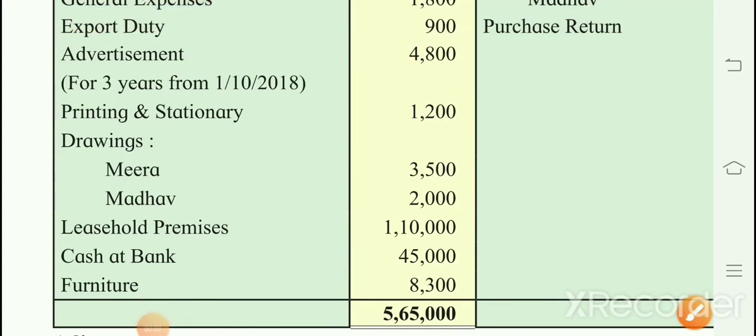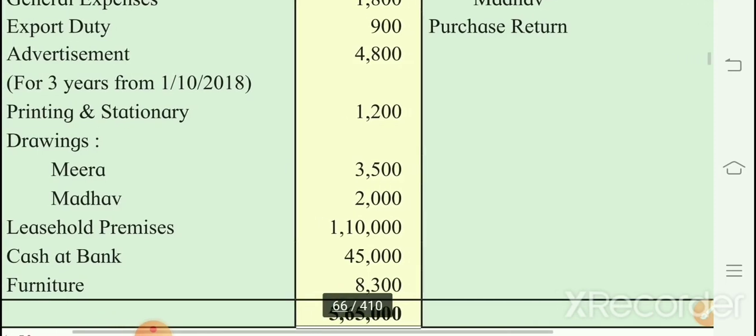Our next item is drawings. Meera 3,500, Madhav 2,000. As we know that drawings are deducted from the capital of partners, so we will deduct these amounts from the capital of partners on liability side. Next, leasehold premises. It will be written on asset side by rupees 1,10,000, cash at bank on asset side, and furniture also will be posted on asset side.